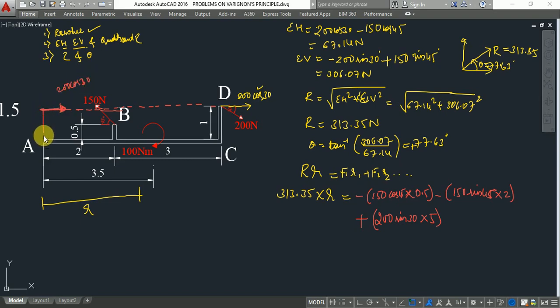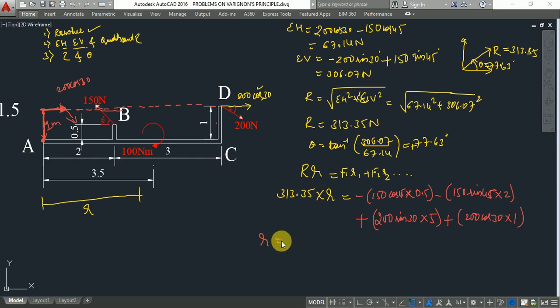What is the perpendicular distance? Perpendicular distance will be equal to 1 meter, right? This is equal to this one, 1 meter. So about this chosen point, this force will produce a clockwise moment, right? So plus 200 cos 30 multiplied by perpendicular distance 1.